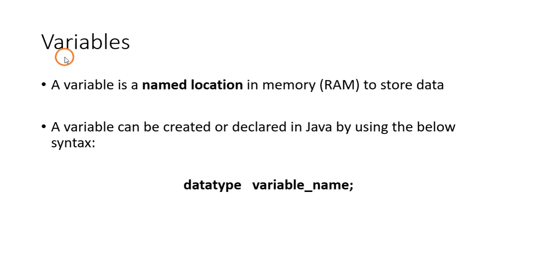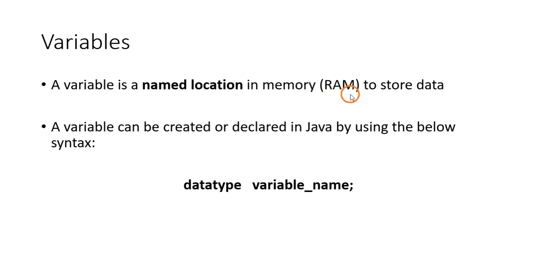Next we are going to look at the very frequently used things in programming, variables. Why do you use variables in programming? Whenever you want to store some value and process that value later, you will use variables. A variable is defined as a named location in memory.